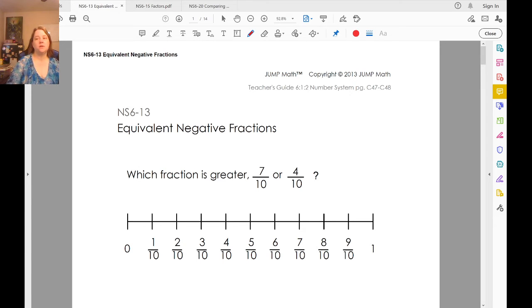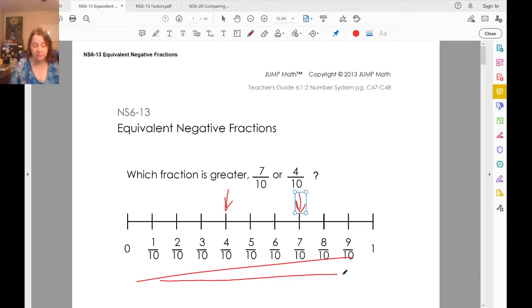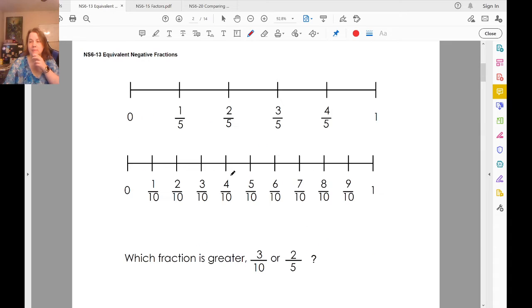This video is going to talk about equivalent negative fractions. So if we look here at which fraction on the number line is greater, 7/10 or 4/10, we can see that 7/10 is here, 4/10 is here. And because we have 0 here, and the numbers get bigger as we go along, because we're going from 0 to 1, that means that 7/10 is greater.